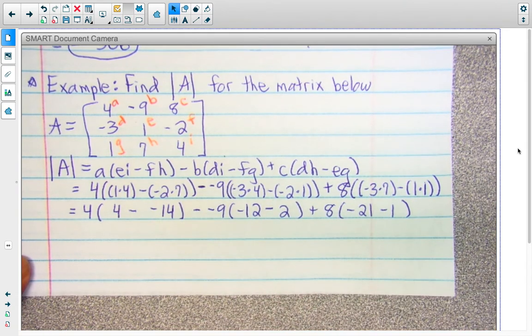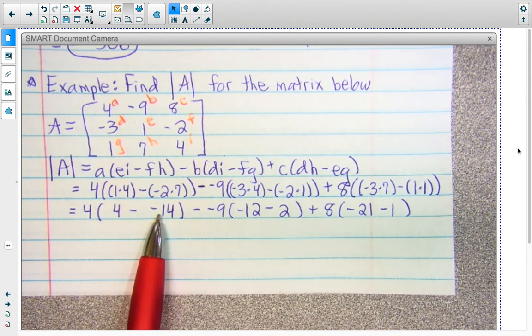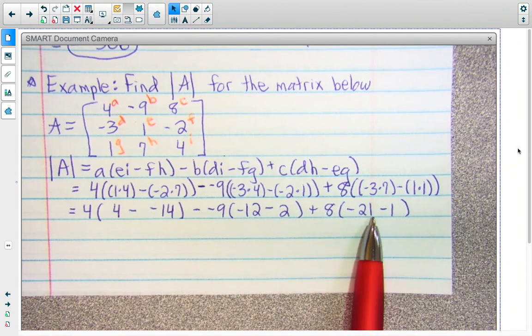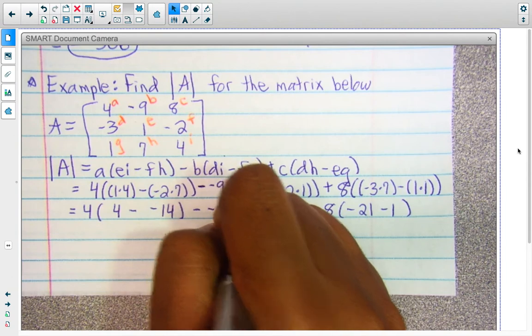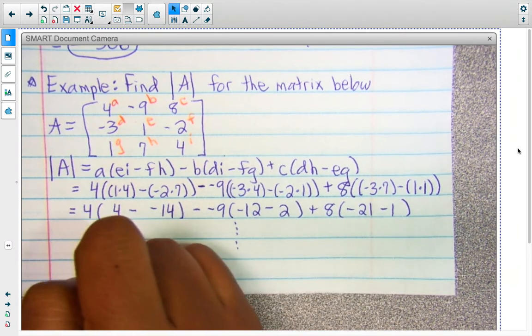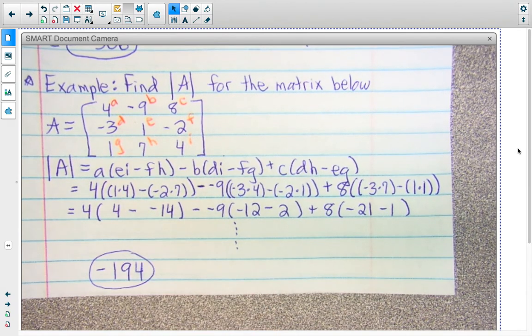So just options. If you wanted to even go one more step and make this 4 times 18 plus 9 times -14 plus 8 times -22, you write out as many steps as you need, or you can just type it in the calculator. So this is going to give me -194.